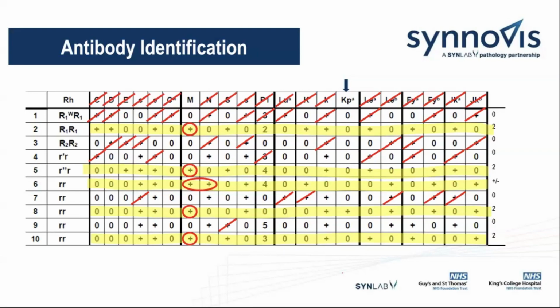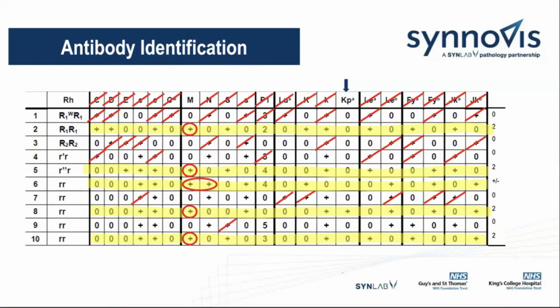Can you see in cell 6, it's got much weaker reactivity, and that is because of that heterozygous cell. So it shows you that the expression can be altered, and that's known as dosage. So that's why we don't exclude on that. With the KPA, we can't exclude or include, because the M is also present there. So we don't know if it's just the M causing that positive reaction, or there is an underlying KPA.